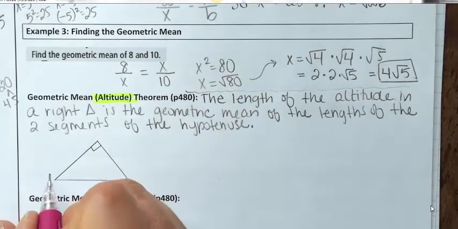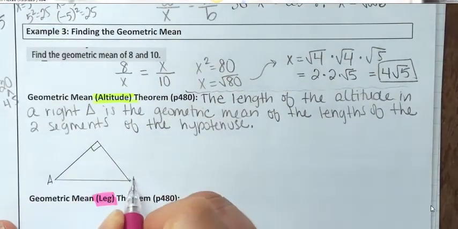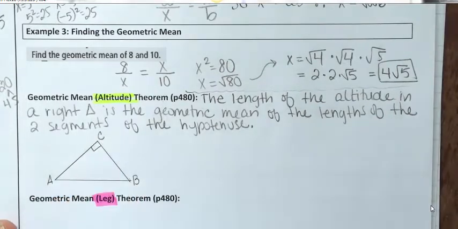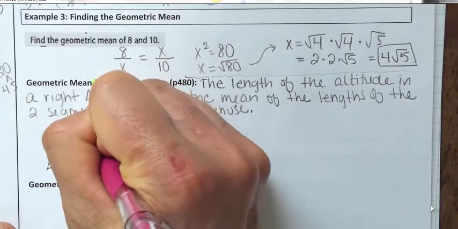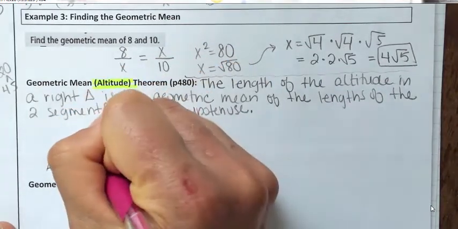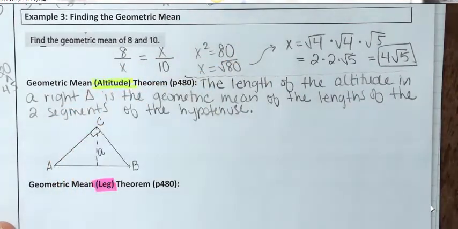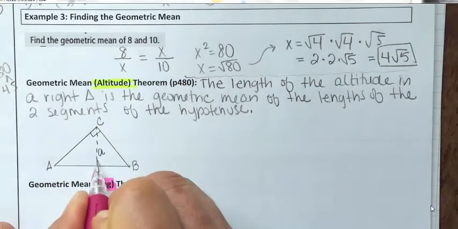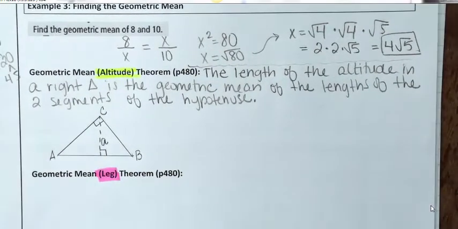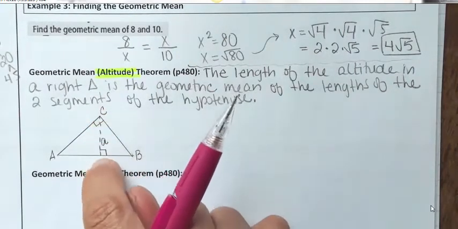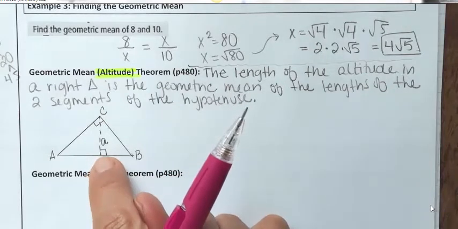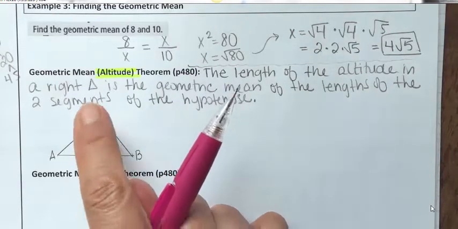Okay, I'm going to label my vertices. We'll go A, B, and C. And I'm going to draw my altitude, and I'll label that with a lowercase a. And I know it's my altitude because it forms a right angle with the base in this case. The hypotenuse is the base, right? So the altitude is forming a right angle with the side opposite it, making it an altitude.